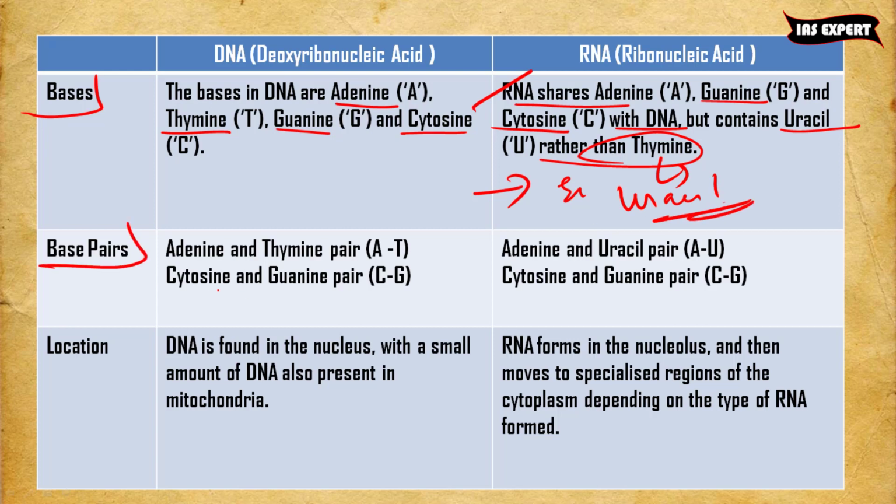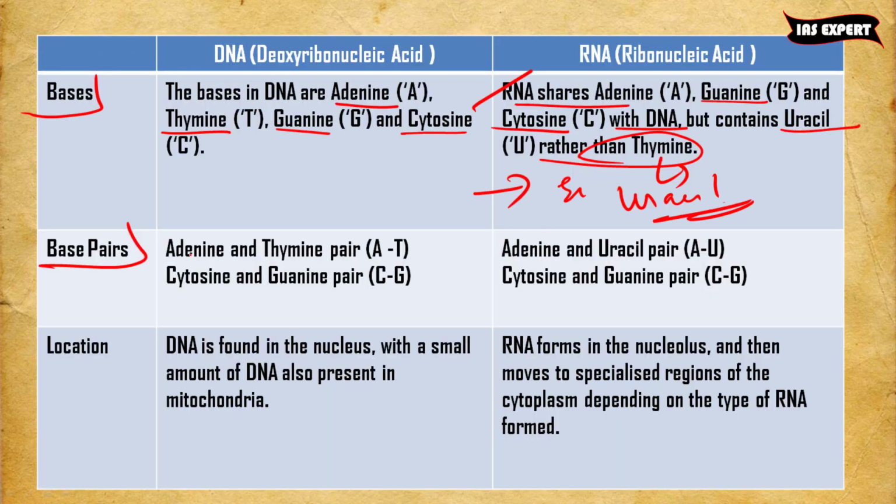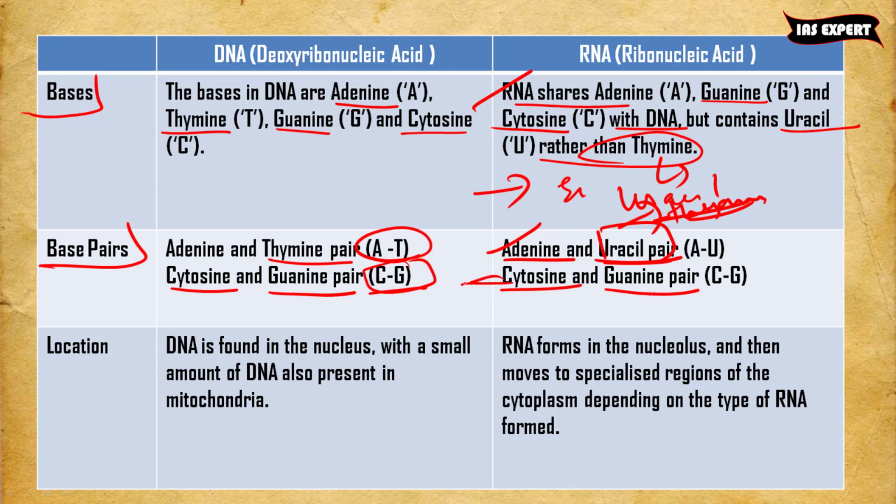Base pairs. These are the base pairs. Adenine and thymine pair, which is AT. Cytosine and guanine, which is denoted by CG. Coming to RNA, adenine and uracil, because RNA lacks thymine, so it is replaced by uracil. Cytosine and guanine, which is the same as in DNA.